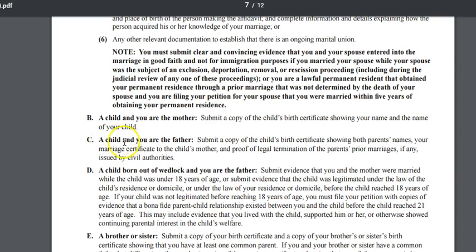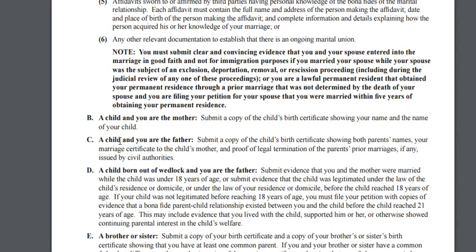Okay, if you're applying for your father, let's say you are a child, you need to be 21 years old. I need to remind you, a child 21 years old applying for your father, you need to be a US citizen. To do that, you will submit a copy of your birth certificate showing both parents' names, your marriage certificate to the child's mother, and proof of legal termination of the parents' prior marriage, if any.